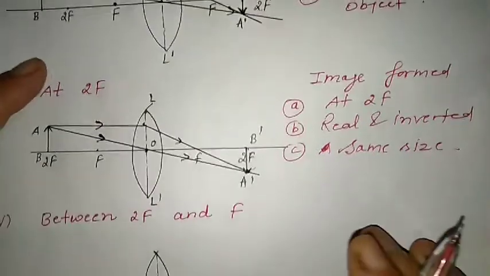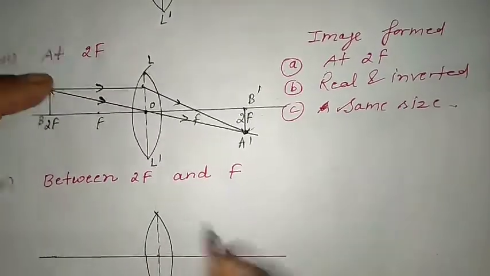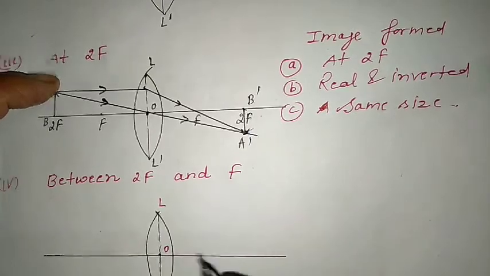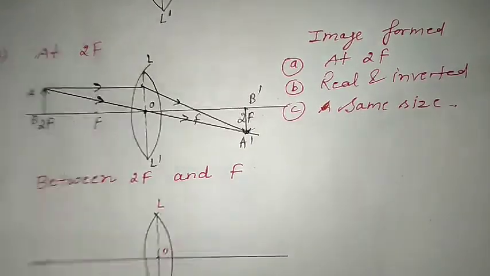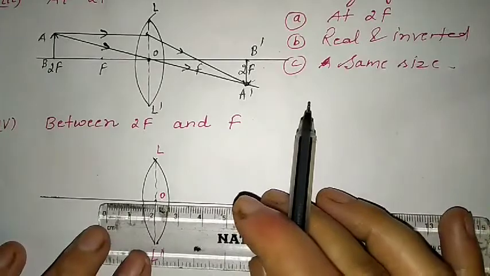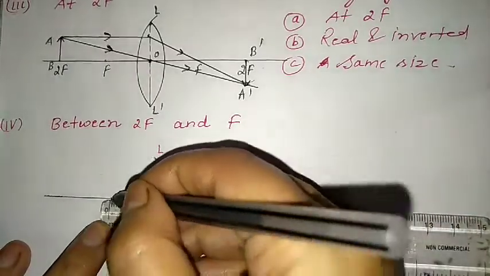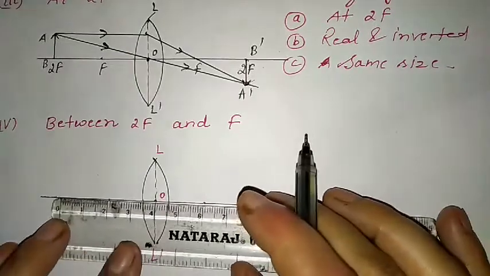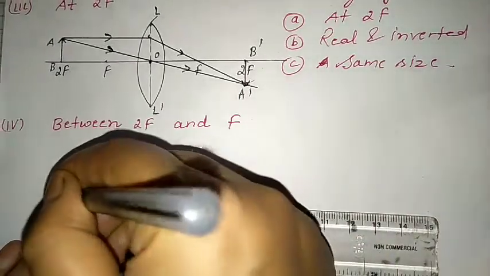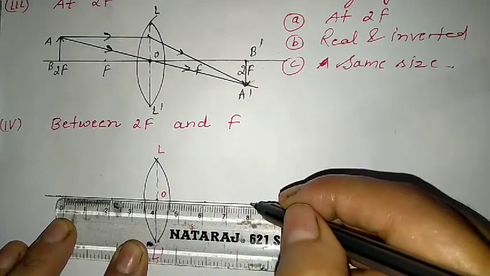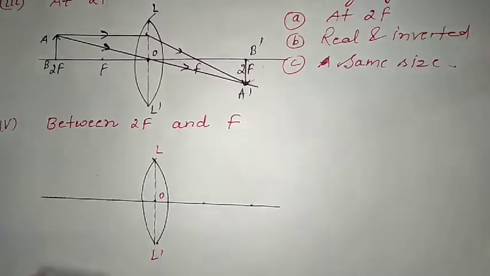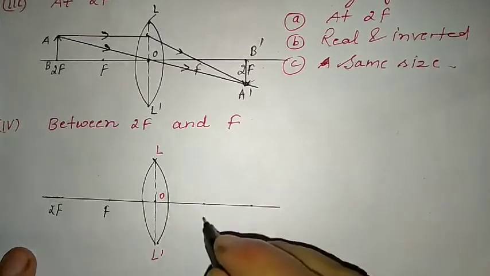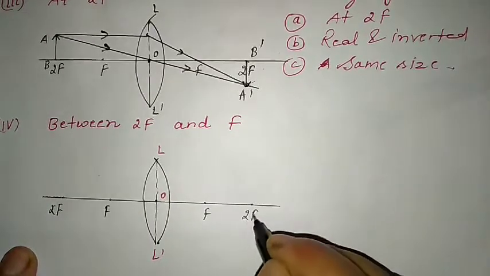Now the fourth position is between 2F and F. So this is L dash. Suppose this is the optical center. Again we will mark here at 2 centimeter. This side also 2. Here is further 2. This side also further 2. So F, 2F. This side also F, 2F dash.